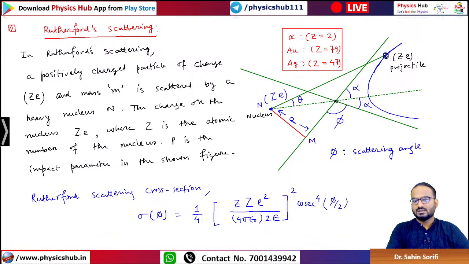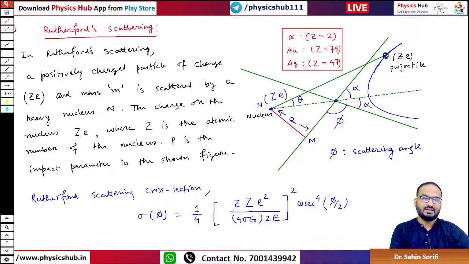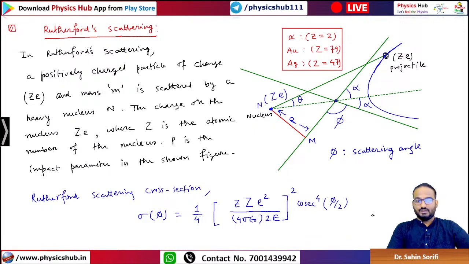Just remember, phi is the scattering angle. Alpha doesn't carry so much significance, only the scattering is important: the initial direction and the final direction. The angle between the initial direction and the final direction is the scattering angle. So this formula you need to remember. As you can see, it is proportional to Z square, proportional to 1 by E square, and proportional to the fourth power of cosec phi by 2.